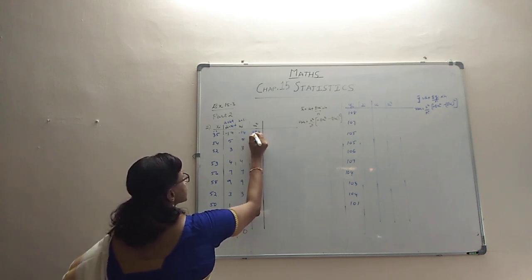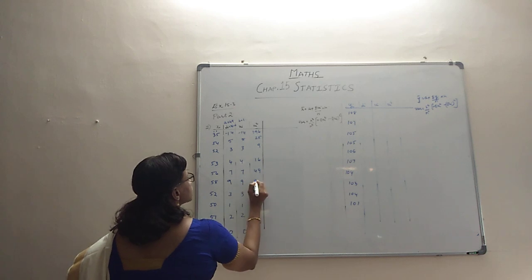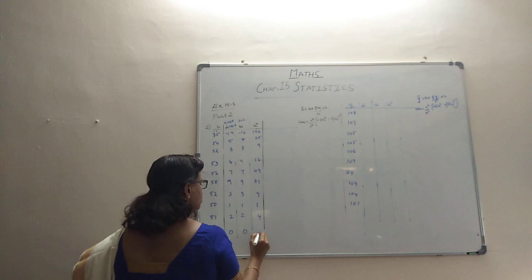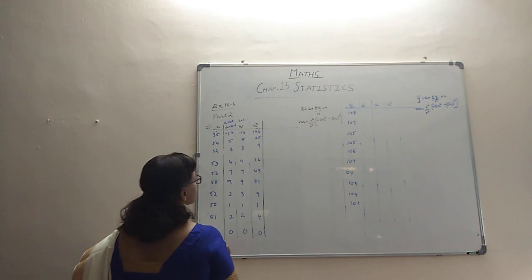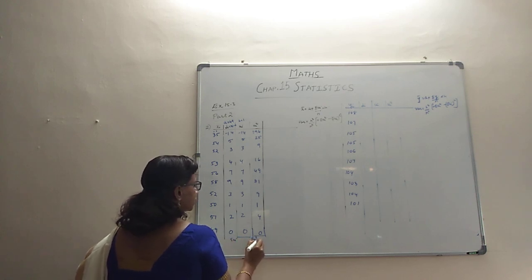14 squared is 196. 5 squared is 25, 3 squared is 9, 4 squared is 16, 7 squared is 49, 9 squared is 81, 3 squared is 9, 1 squared is 1, 2 squared is 4 and 0 squared is 0. We also require the sum of some of the columns. I think ui and ui squared we will require. So that we will do, and we'll check how it is coming.